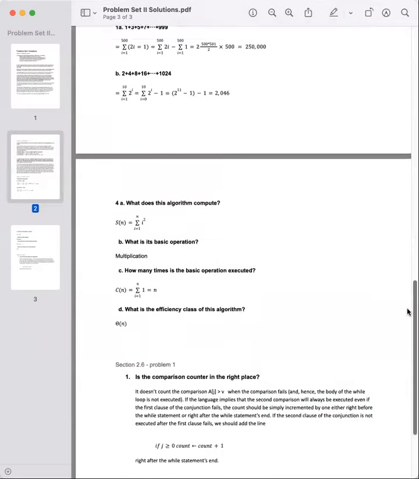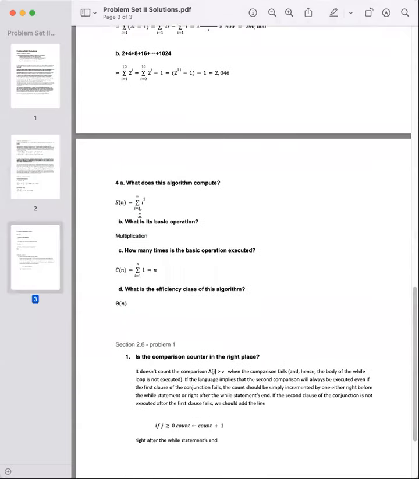So on 4A, the mystery algorithm. What does the algorithm compute? Okay, it's going to compute the sum of squares. The basic operation is multiplication, and how many times it gets executed is going to be n. And the efficiency then is theta of n.